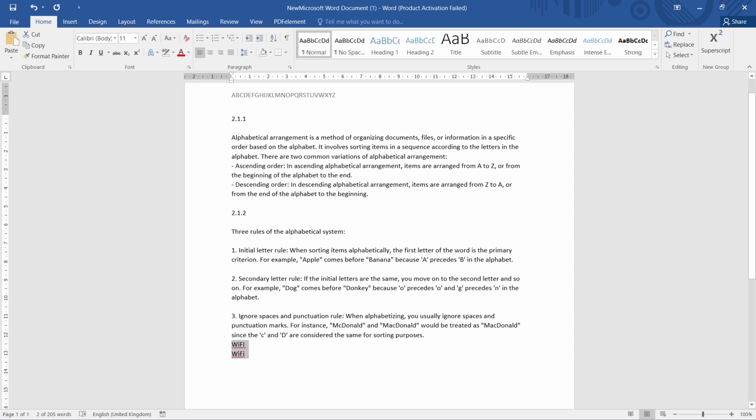Now, this rule says those spaces and punctuation should be ignored, right? So remember, all these three rules need to be applied whenever you are arranging your list.